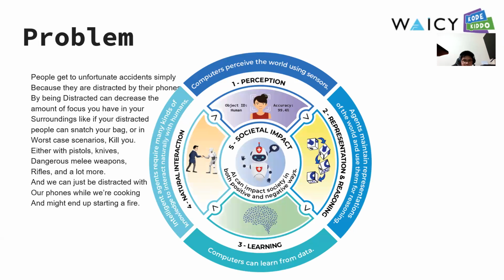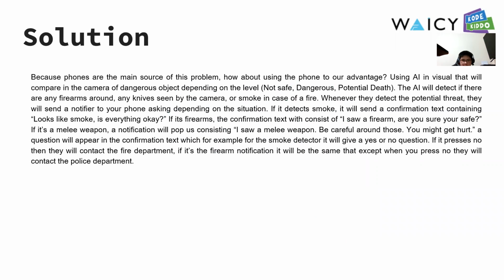So what's the problem? Well, people get unfortunate accidents simply because they're distracted by their phones. Being distracted means that it will decrease the amount of focus you have in your surroundings. For example, if you're distracted, people can snatch some money or snatch your bags, or in worst case scenarios, kill you, either with pistols, knives, rifles, dangerous melee weapons, and a whole lot more. And we can just be distracted with our phones while we're cooking, and it might start a fire.